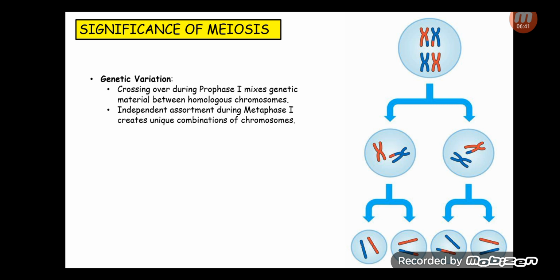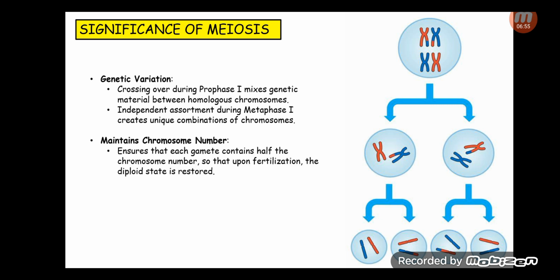The first significance is it provides genetic variation. Crossing over during prophase 1 mixes genetic material between the homologous chromosomes. And the second thing that provides genetic variation is independent assortment during metaphase 1, which creates unique combinations of chromosomes.